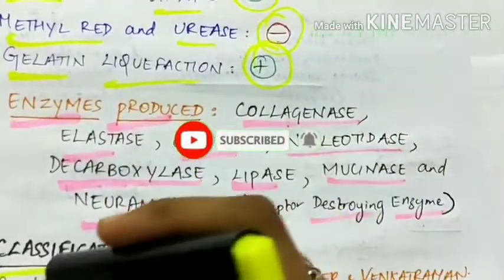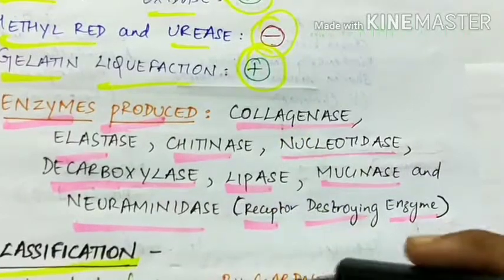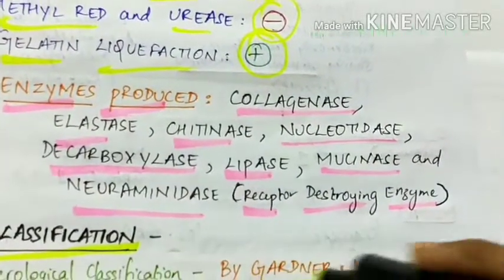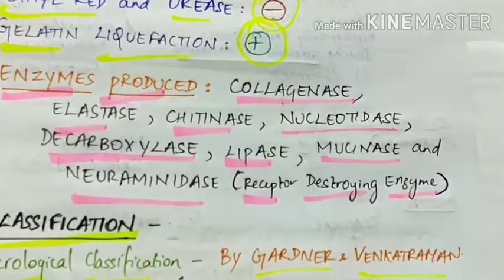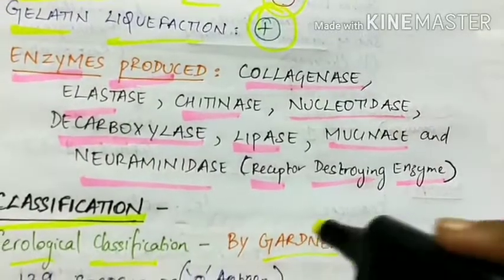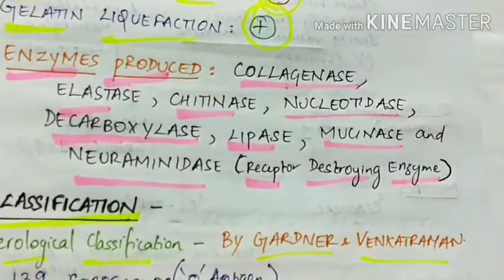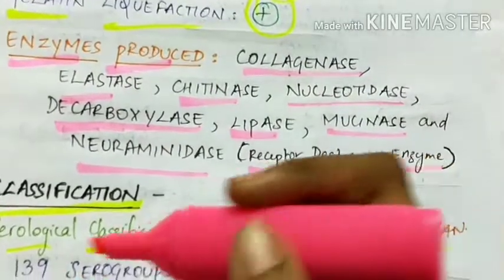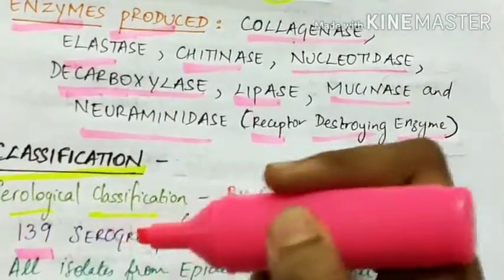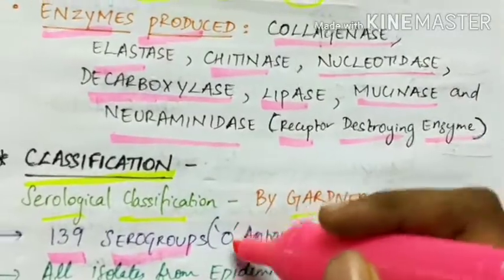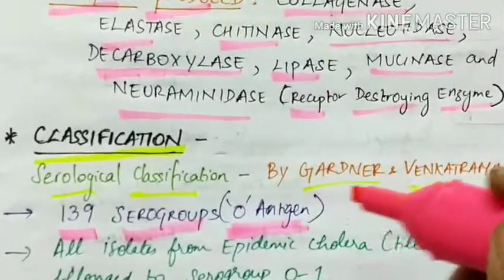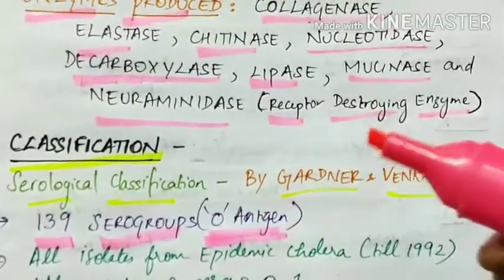Coming to the classification. The serological classification was given by two scientists, Gardner and Venkatraman, so it is known as the Gardner and Venkatraman classification. According to this classification, Vibrio cholerae is divided into 139 serogroups based on the type of O antigen. O antigen is the somatic antigen.